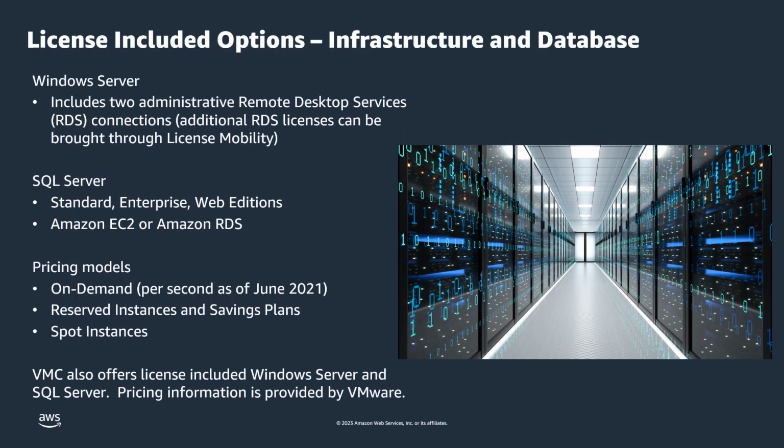For infrastructure and database, AWS offers both Windows Server and SQL Server. Windows Server includes 2 administrative remote desktop service connections to administer and manage the environment. If additional remote desktop service licenses are required, customers can purchase those licenses from Microsoft with software assurance and use them on AWS through license mobility benefits. Now, when a customer launches a Windows Server instance, they do not need to select an edition. They will simply select Windows Server on the EC2 console.